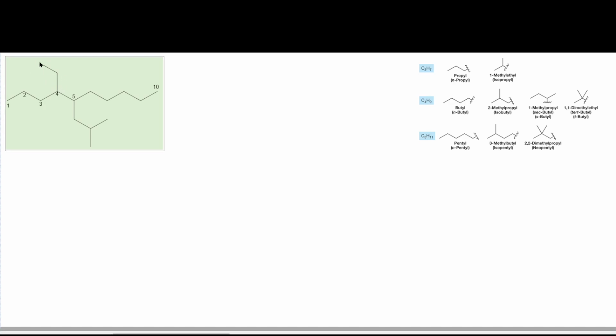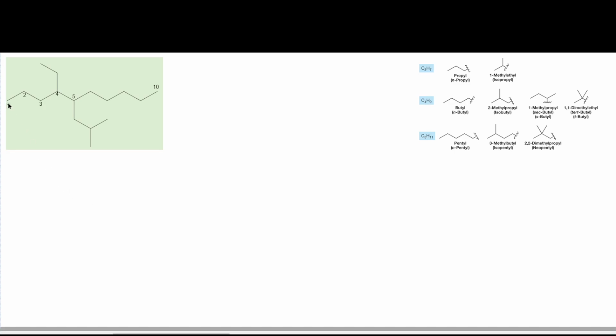If you number this way, let's say 1, 2, 3, 4, 5, 6, 7, 8, 9, it's not the longest carbon chain. If you number from this side, 1, 2, 3, 4, 5, 6, 7, 8, 9, again there are fewer carbons, so it's not the longest carbon chain. So you have to choose the longest carbon chain in an alkane.